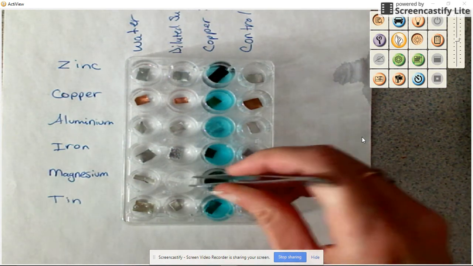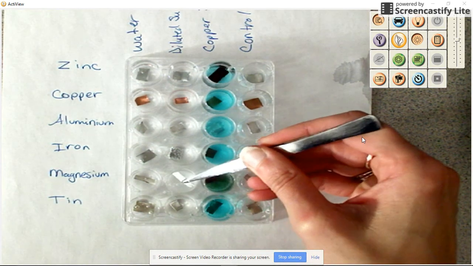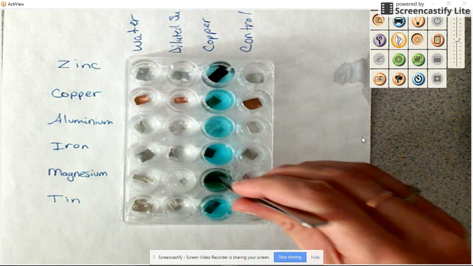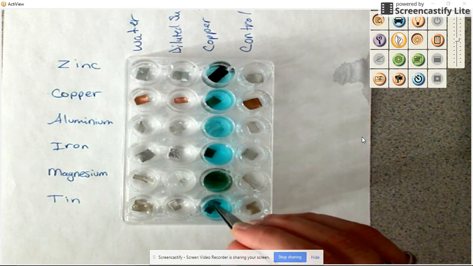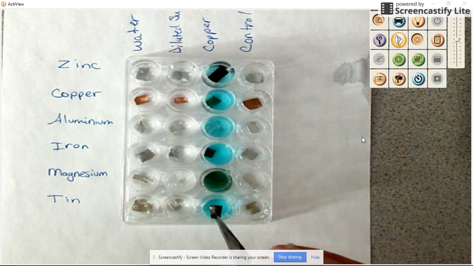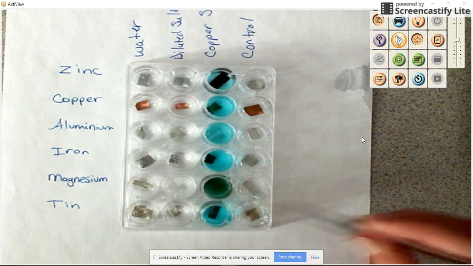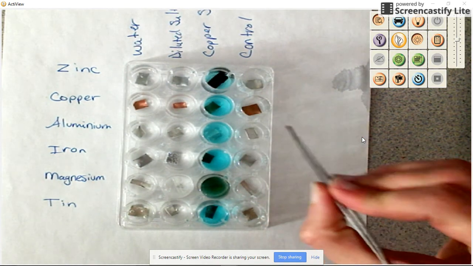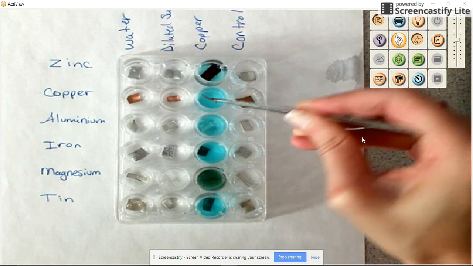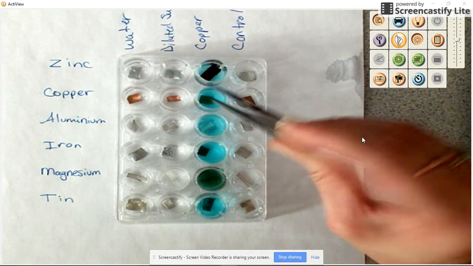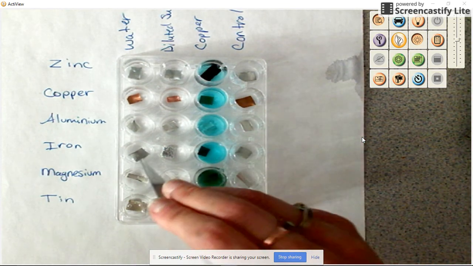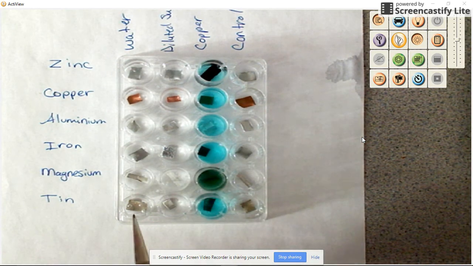And look, this little magnesium ribbon is starting to not be there anymore. Some precipitate, got some color change on this one. Definitely color change here. When we look at the copper and the copper sulfate, not a whole lot going on. Lots of little bubbles here. One big bubble, a few big bubbles here.